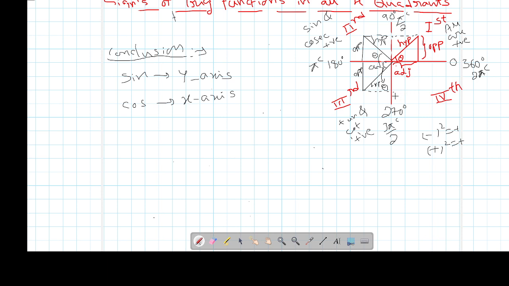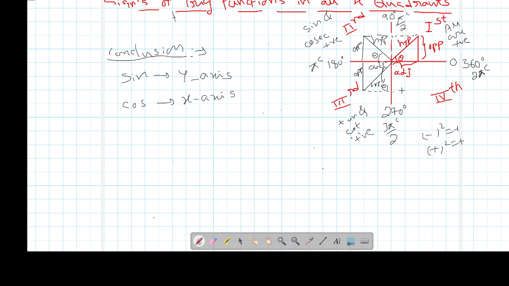Next is tan theta. Tan theta depends on both the axes. Tan depends on both sine and cos, right? So one is negative and one is positive. So tan is negative. Cot theta is again dependent on both the axes. One of them is negative, so it will be negative.